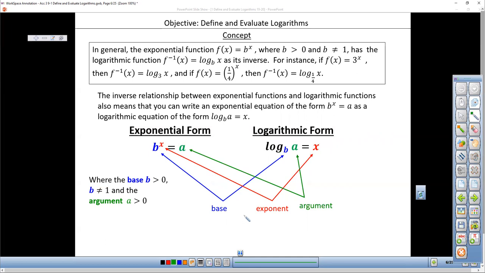So the third thing, remember, is the argument, and this is a new term, and it's mostly used with logarithms. So the argument is our third piece, and that corresponds to what the power is equal to in the exponential form. So we'll just use the term argument for both of them for consistency.